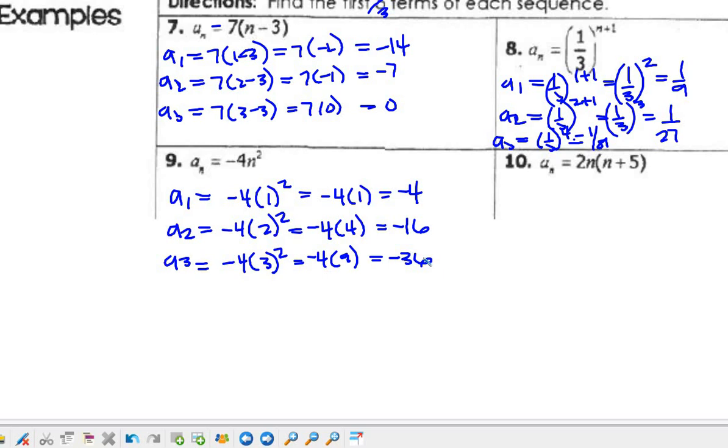So number 10, the only difference is it has 2 n's in it. It makes absolutely no difference. It's just like plugging into any equation you've plugged into since the beginning of time. I have 2 times 1 times 1 plus 5, which is 2 times 4, which is 8.